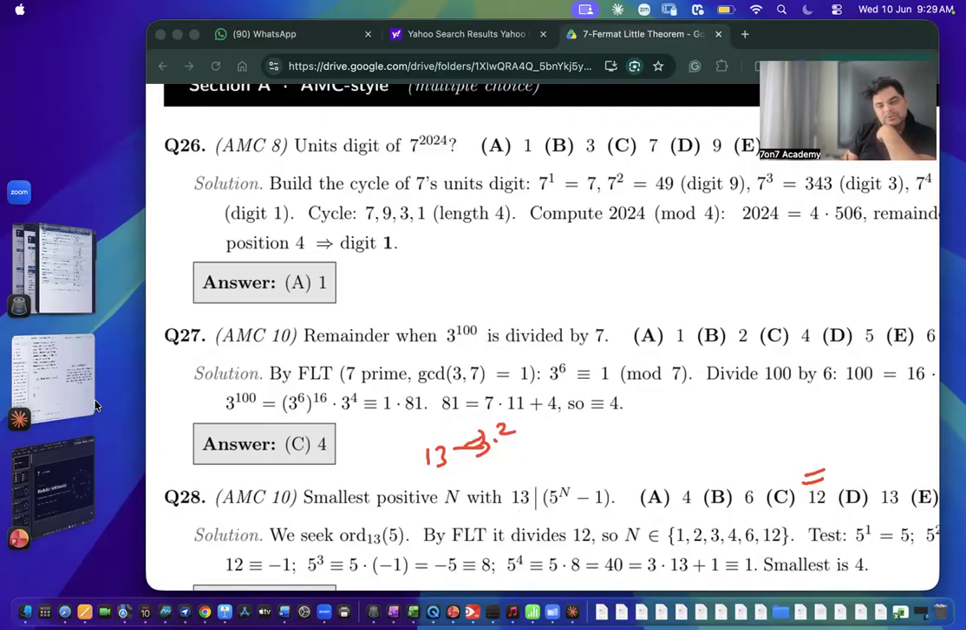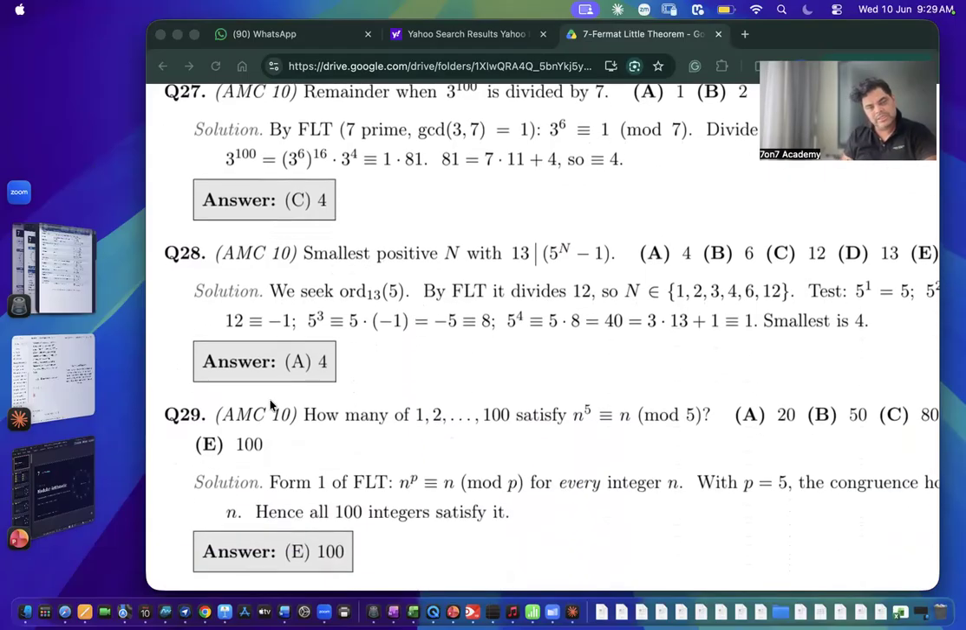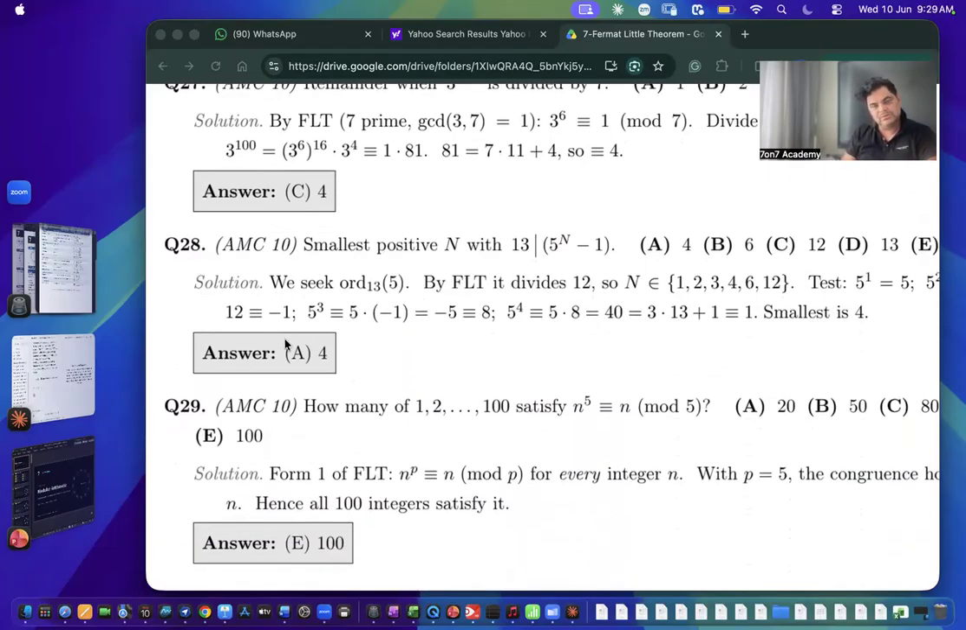So sometimes it works for other numbers also, but if you want to apply Fermat's little theorem, then the power has to be 1 lesser than that, which would give remainder 0. Okay, so they're trying to use that method.